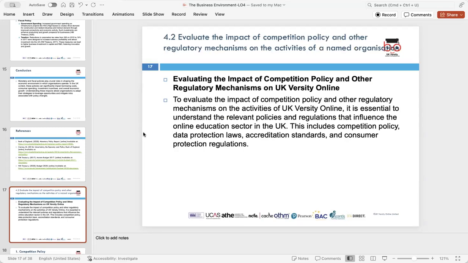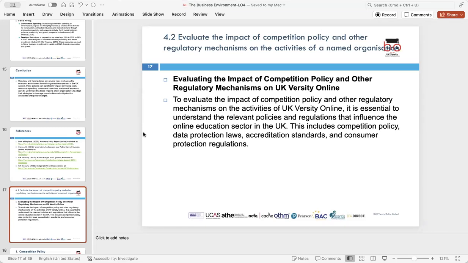Right. Next is evaluating the impact of competition policy and other regulatory mechanisms on the activities of a named organization. Competition policy and regulatory mechanisms play a significant role in shaping the operational landscape of organizations like UK Versity Online within the online education sector in the UK. So here we will talk about UK Versity.